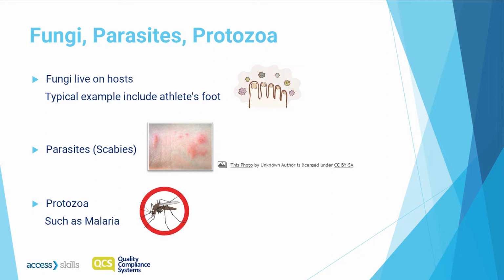Fungi, parasites and protozoa. Fungi live on hosts. One of them that you'll be familiar with is athlete's foot. Parasites such as scabies, which in the care sector we're really familiar with, is very hard to deal with and causes some stress, particularly in group environments. Protozoa such as malaria. Malaria isn't in this country yet, but there is some thought that with our changing climate and weather patterns, it might be a risk to us in the future.